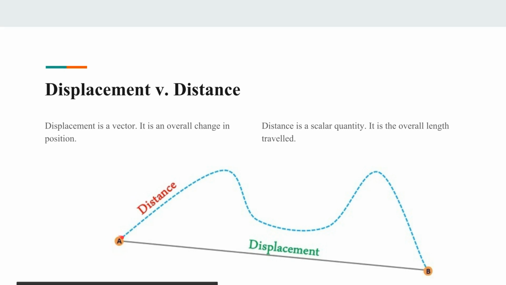So say you're at position A and position B, but you take the blue dashed path. The length of that blue dashed path would be your distance. It's how far you've traveled. However, the overall change in position, how far you're away, regardless of whatever crazy path you took, that is displacement.